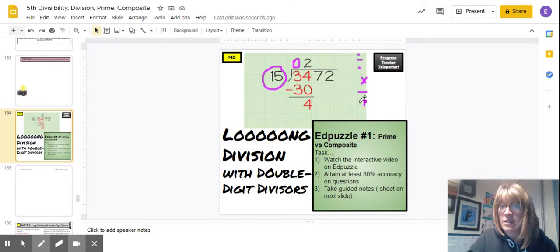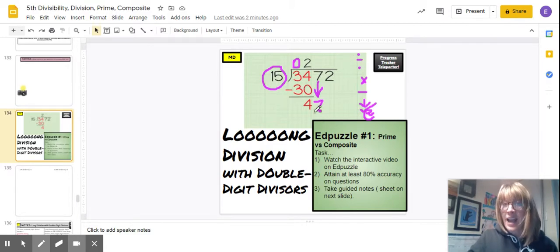Then you bring it down. So we'll bring down our next digit, which happens to be a 7. And then we would continue checking it out. Repeat, right? So now, oh, sorry, we forgot to check. Check, meaning does 15 fit into 47? Yes. So now we're going to repeat.